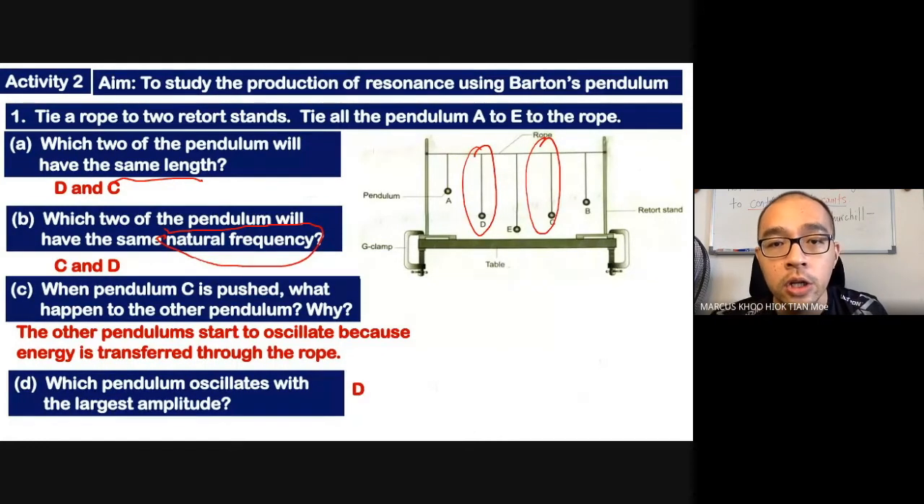So when C is pushed, what happens to all the other pendulums? The other pendulums will start to oscillate because the energy is being transferred to the rope. But only one pendulum will oscillate with a very big amplitude. And we find that it is the pendulum that has the same length, also known as the same natural frequency, as the one that you push, the driver pendulum.